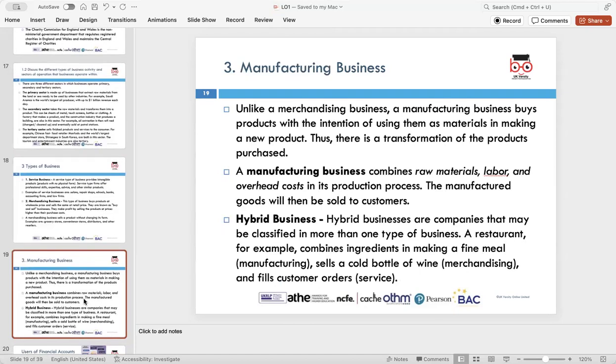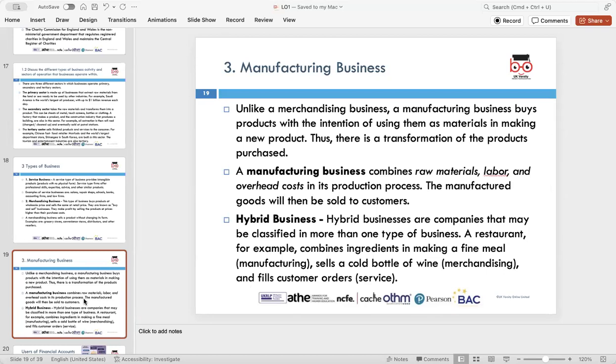Manufacturing businesses. In contrast to merchandising businesses, manufacturing businesses purchase things with the goal of utilizing them as raw material in the production of a new product. As a result, there is a change associated with the products that are purchased. Raw material, labor, and overhead costs are all components that are incorporated into the production process of a manufacturing company. The manufactured goods will be offered for sale to consumers.